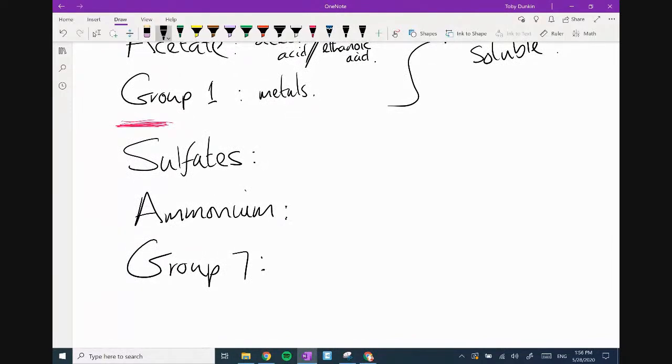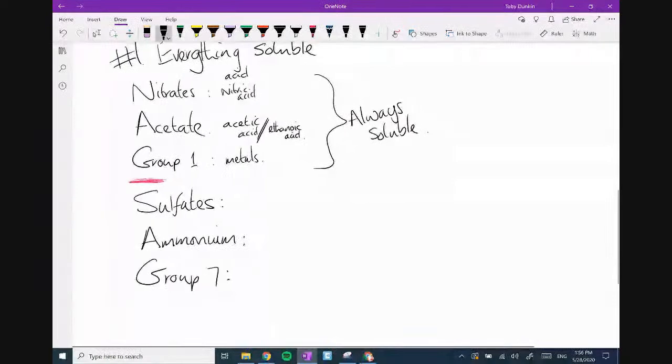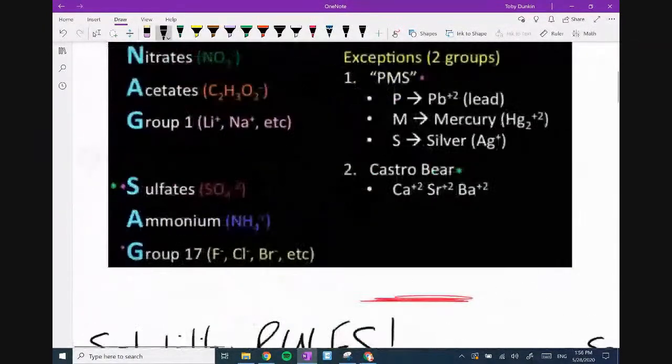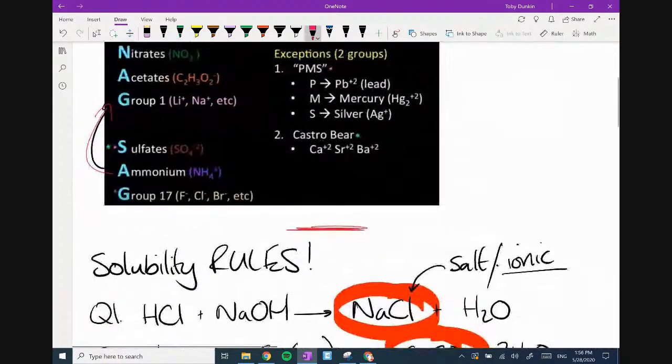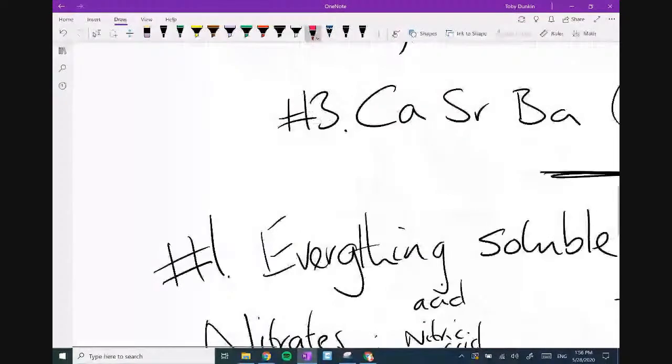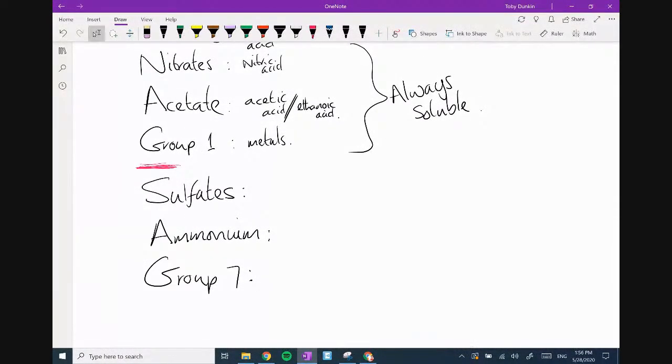Now these three, can I just point out that technically I should put NAGSAG, because all ammonium salts are soluble. So technically the ammonium salt should actually be up in this group, but then it doesn't make it as easy to be able to say NAGSAG. So I'm doing tricks here to try and help you remember this, folks. I'm sorry.